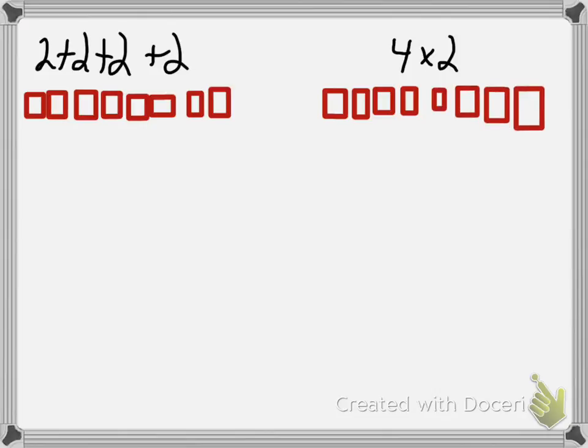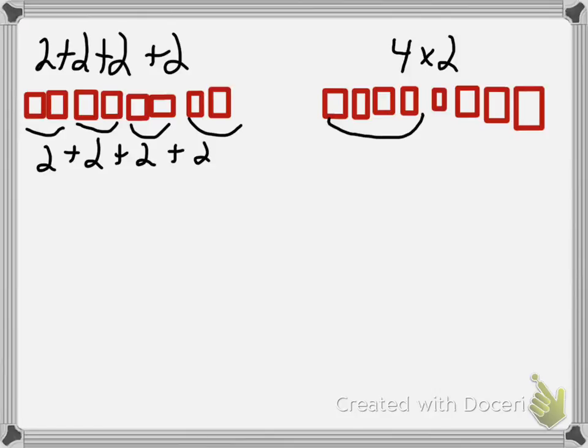Now, if I take a look at both of these, again, 2 plus 2 plus 2 plus 2, I have a group of 2 here, a group of 2 here, a group of 2 here, a group of 2 here. So 2 plus 2 plus 2 plus 2. For my 4 times 2, I had my group of 4 there.